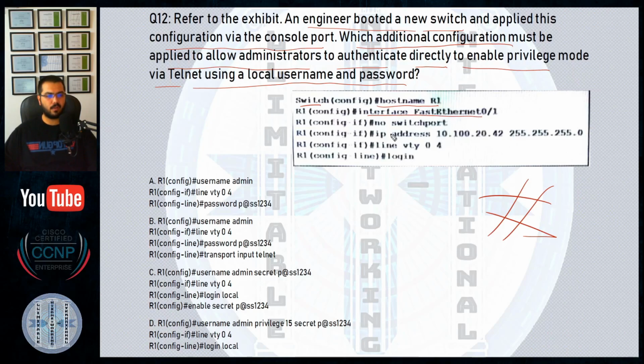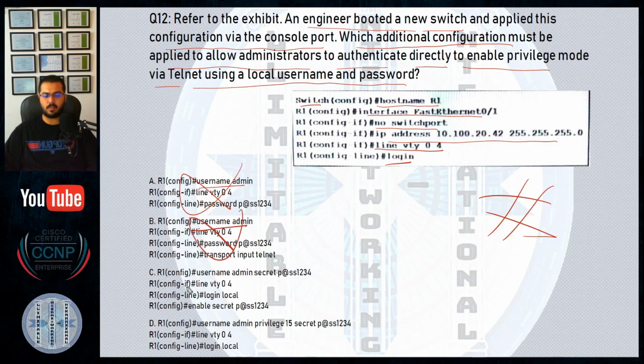There is an interface with no switchport configured with an IP address, so it became a layer 3 port. Line vty, login, enable. Good. So we will be able to log in remotely, but directly without a username or a password. So A, username admin. There is no such command in Cisco. There is nothing called username admin and hit enter. You must give the password as well.